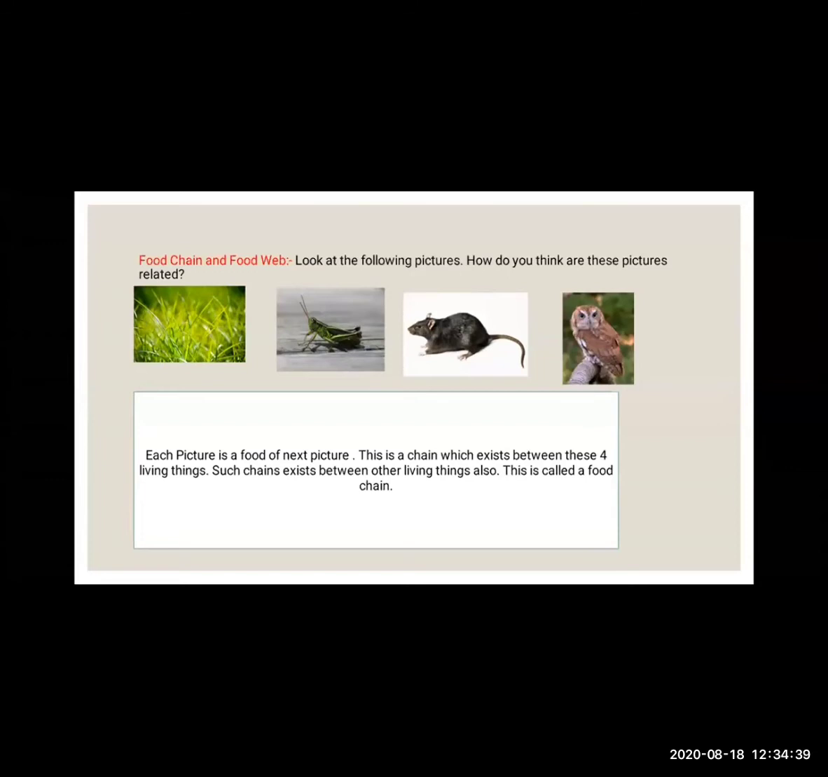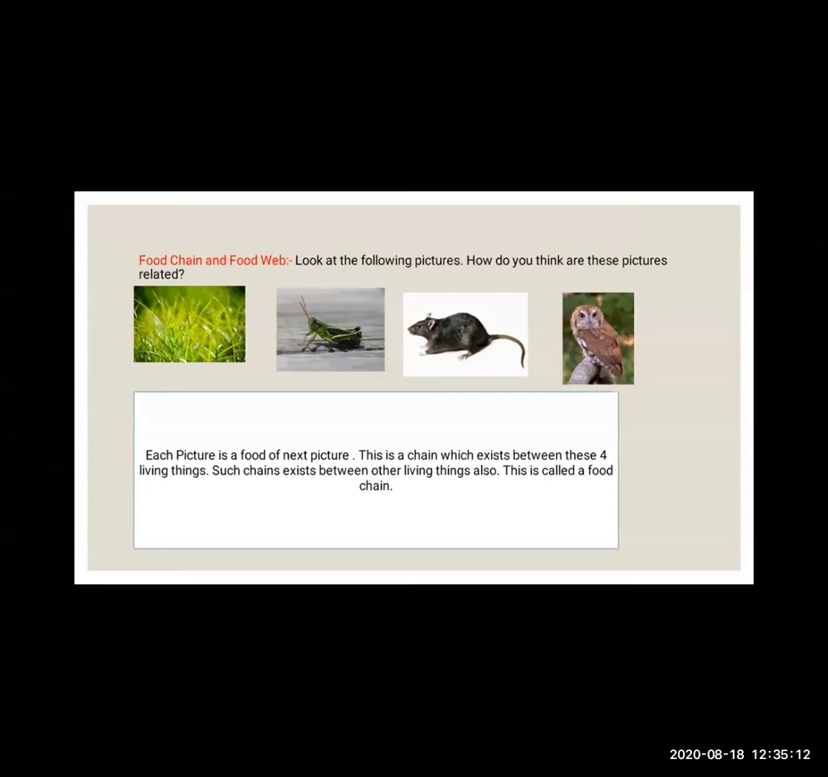Now we will see about the food chain and food web. Look at the following picture. How do you think these pictures are related? Has anyone seen how they are related? This eats this, mouse eats this and owl eats rat. Can you see? Each picture is food for the next picture. They are food for each other. Who is the owl's food? Mouse. Who is the mouse's food?